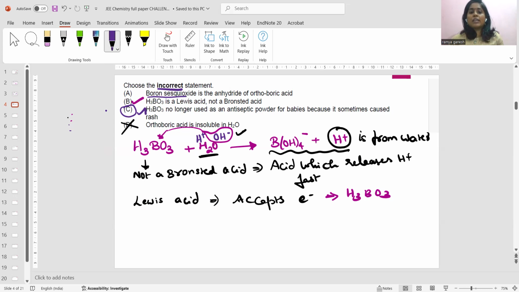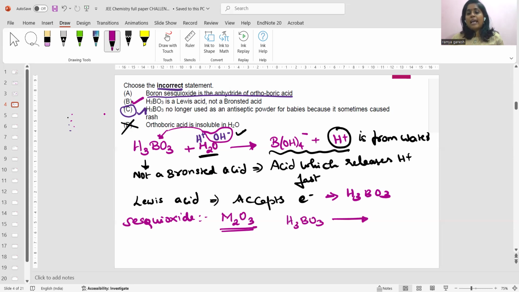Boron sesquioxide is an anhydride of orthoboric acid. What is a sesquioxide basically? Any oxide which has a molecular composition of M2O3 is called a sesquioxide. So let me take H3BO3, the orthoboric acid. What do you mean by anhydride? Release or removal of water, and the resultant product is the anhydride.